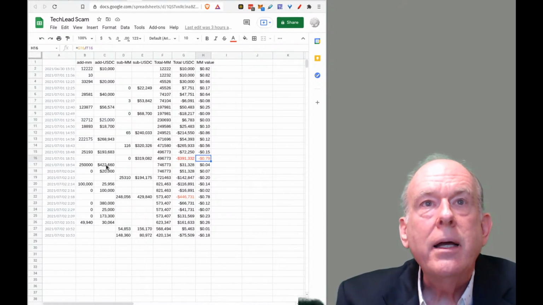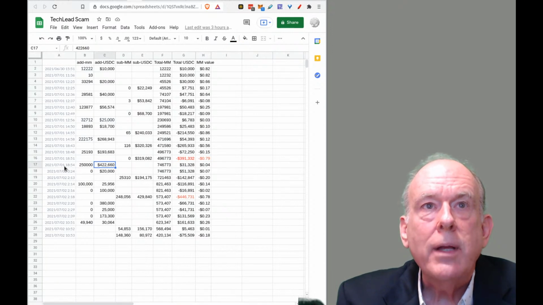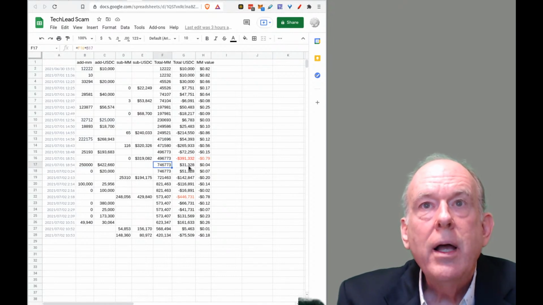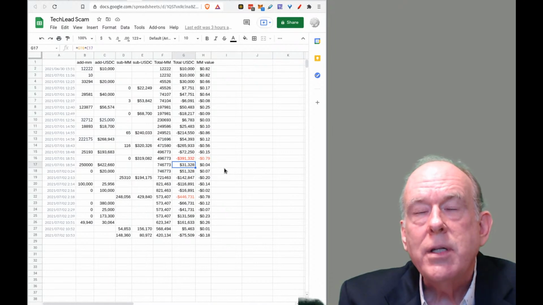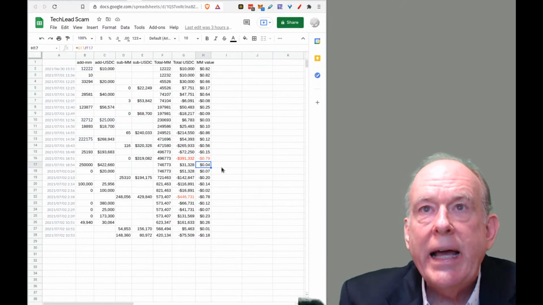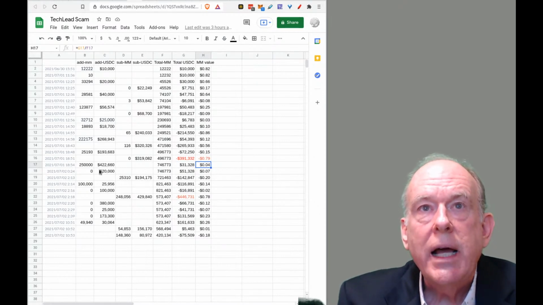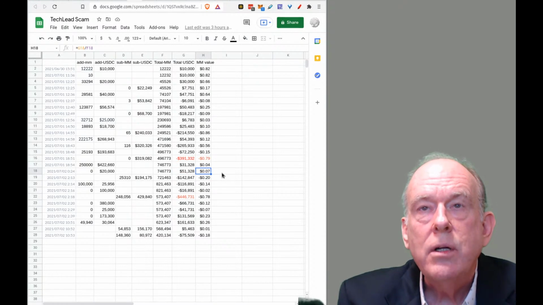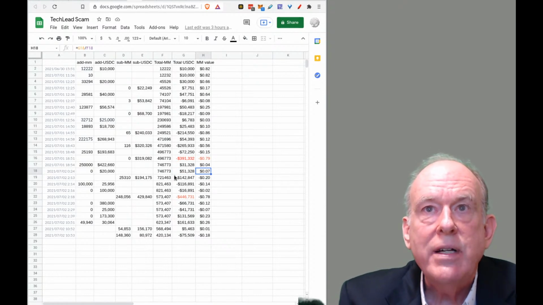And now he starts upping it, apparently the token is selling pretty fast, and so he puts in $422,000 and 250,000 tokens. So now he's got 746,000 tokens out there. He's only got a total of $31,000 of his own money at risk in this, and each token, according to what he's put in it, is only valued at 4 cents. And then he adds another 20,000, so that increases his total money at risk to 51,000. Each, according to what he's put in it, is valued at 7 cents apiece.